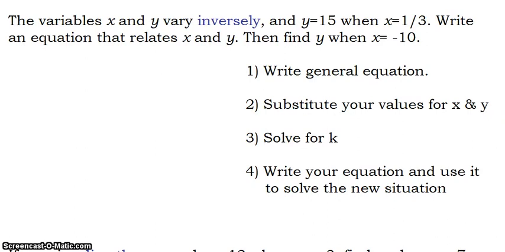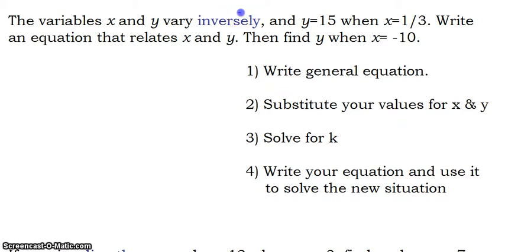In class, we'll look at how to know if it's joint, direct, or indirect from a table as well as from a general equation. But for now, we're just going to look at how to solve these. So basically, we're going to write our general equation. We're going to substitute our values. We're going to solve for our constant of variation. And then we're going to use that to solve our new situation.